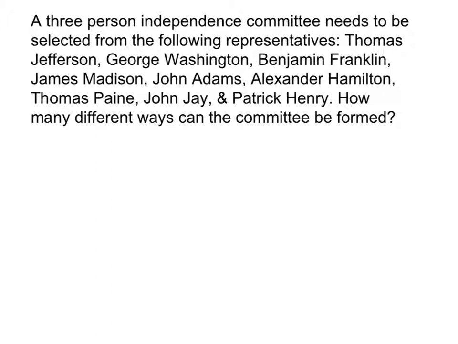Well, you might initially look at this and think, well, I still have 9 guys. I'm still choosing 3 of them. So it should still be 504 possible committees.